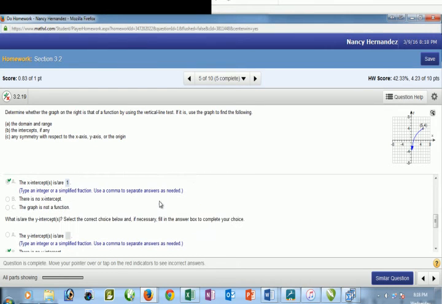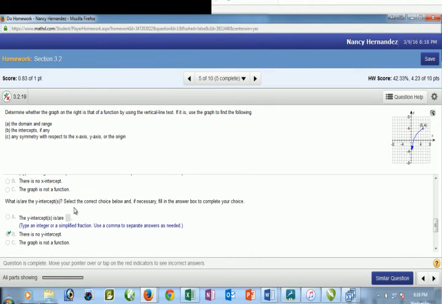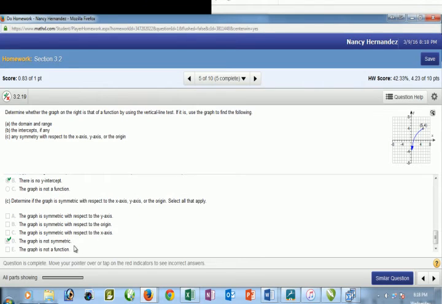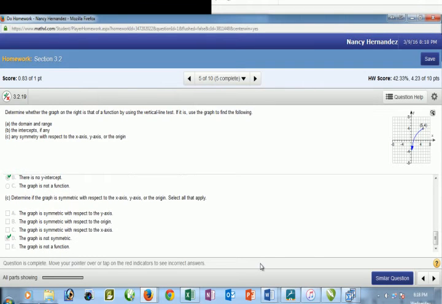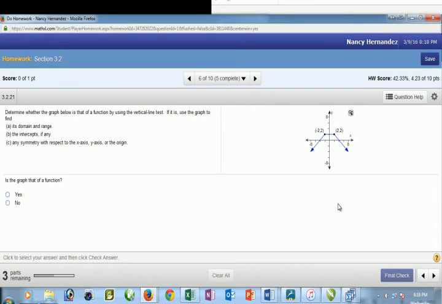What are the x-intercepts? It's 1. There's no y-intercept. The graph is not symmetric. This is called a logarithmic graph. Talk about that soon. Is this a function? Absolutely.